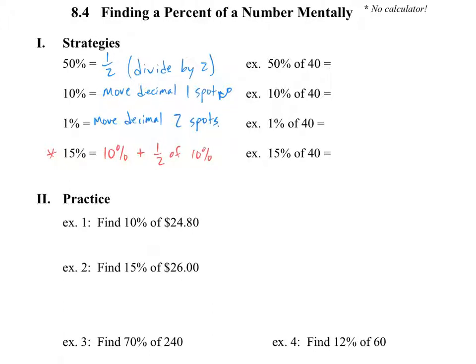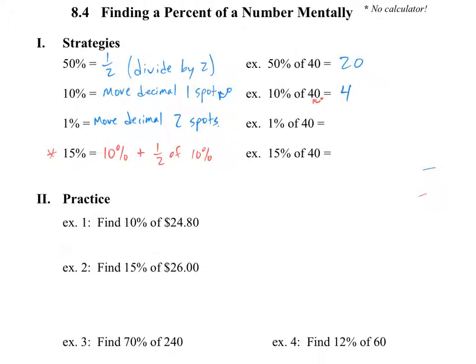I maybe should have done those examples right away, but this gives us a chance to go back through them. So 50% of 40 would be 20. Because to get that, we divide the number by 2. 40 divided by 2 gives me 20. Fair enough? 10% of 40 is going to be 4. Because we start out with our decimal point right there. For 10%, we move it one spot to the left. So we move it over to there. So that just equals 4.